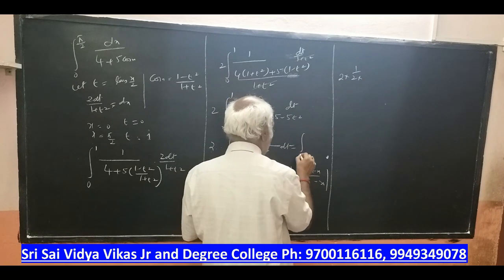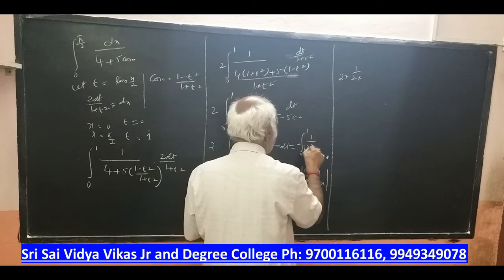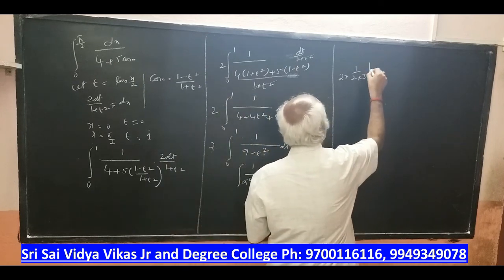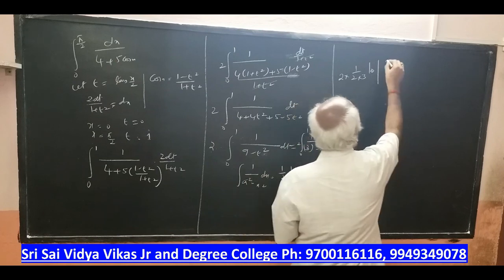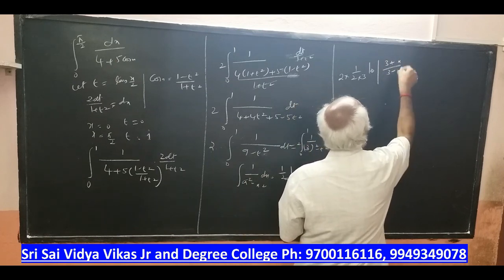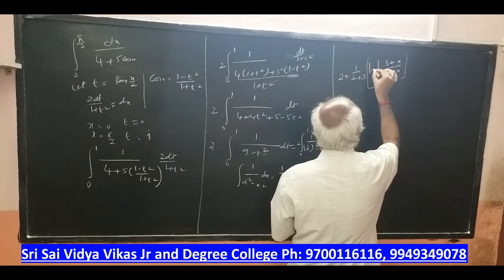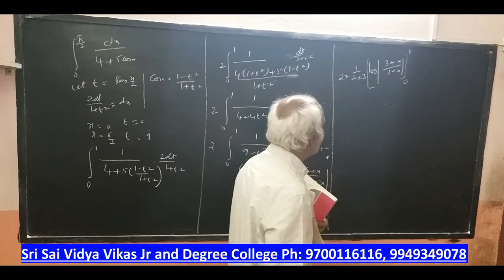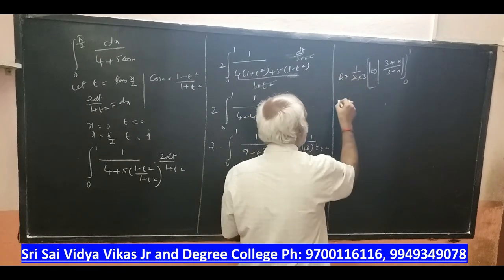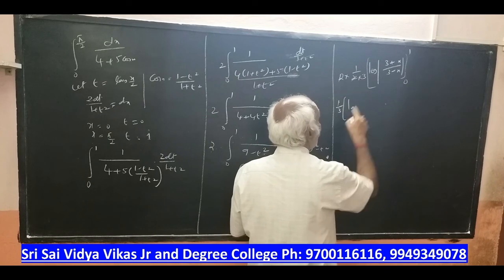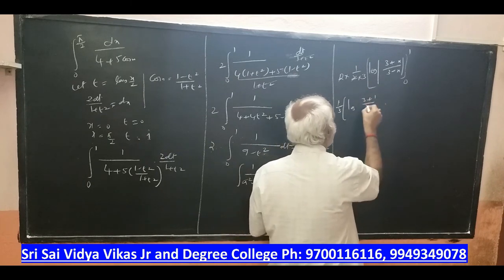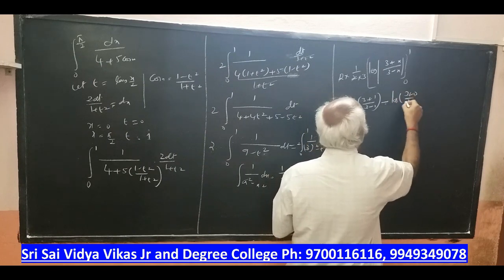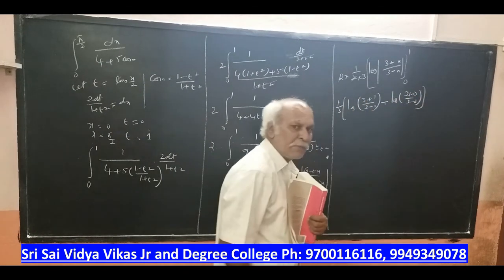This is nothing but 1 by 3 square minus t square. 1 by 2a, 2 into 3, log of 3 plus x by 3 minus x. I am putting limits for only this one, 0 to 1. So this 2 will get cancelled. 1 by 3, upper limit: log of 3 plus 1 by 3 minus 1, minus log of 3 plus 0 by 3 minus 0. So upper limit minus lower limit.